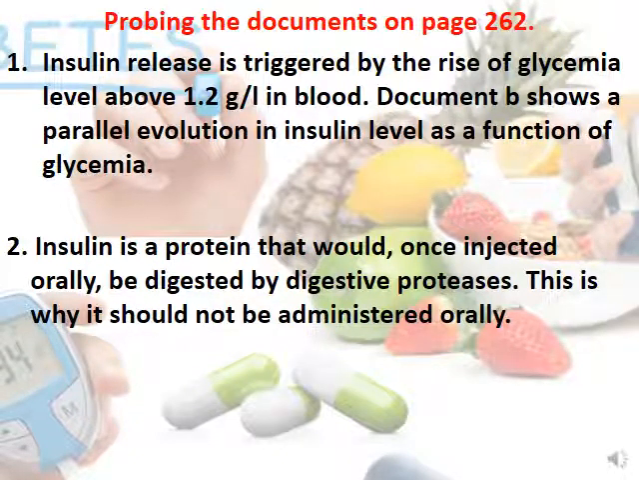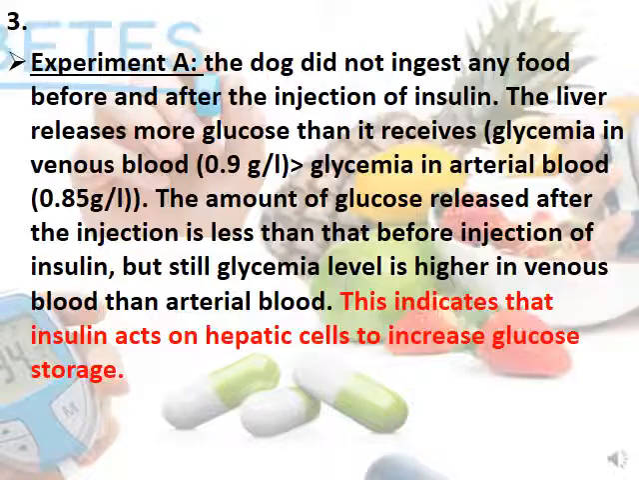Insulin release is triggered by the rise of the glycemia level above 1.2 gram per liter in blood. Document B shows the parallel evolution in insulin level as a function of glycemia. As glycemia increases, the insulin will increase as well. Insulin, as I said, is a protein that, if administered orally, would be digested by digestive proteases. That's why it should not be administered orally.